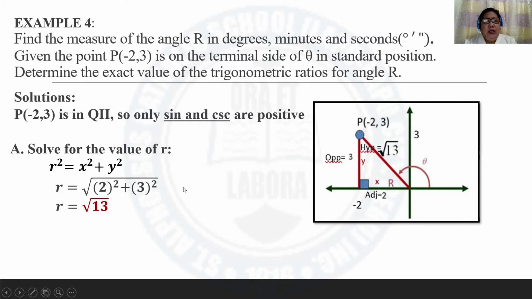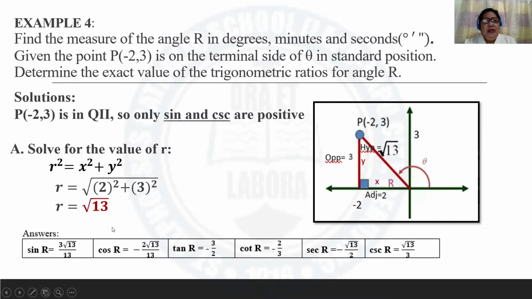To solve for the hypotenuse, you have to use the equation of the circle, which is r squared is equal to x squared plus y squared. And x is equivalent to 2, y is equal to 3. So this is 4 plus 9 is 13. So r is square root of 13. And then identifying the trigonometric ratios.